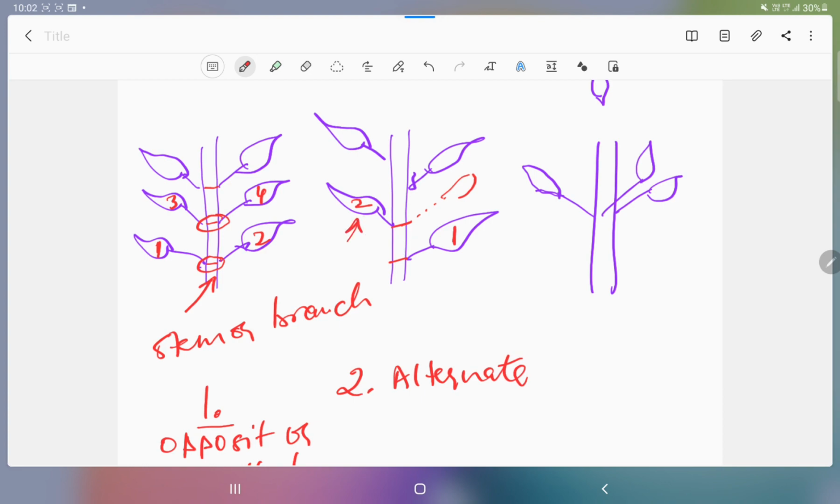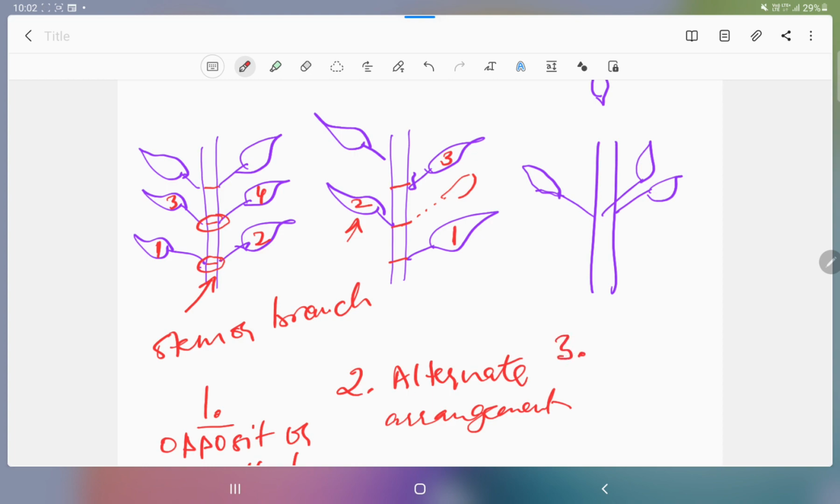And if you look at the third leaf, it is found on another node. So there is only one leaf coming out at one node, and the next leaf comes out on the next node, and on the other side. So such an arrangement of leaf is known as the alternate arrangement of leaves.